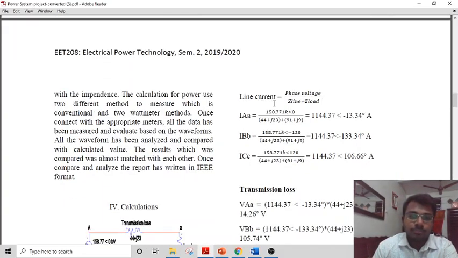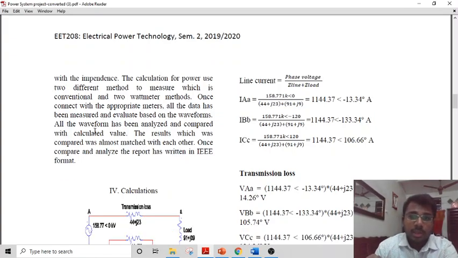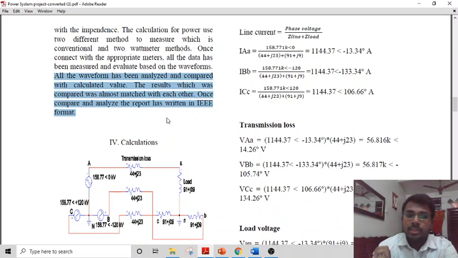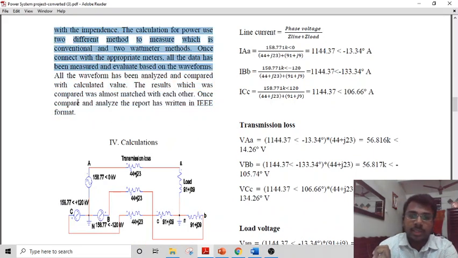And then the waveform part. This is also one of the important components, where we have the things that we measure and the things that we calculate manually, and we can justify the values by using the waveforms.